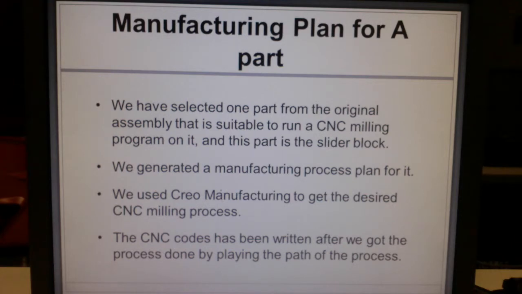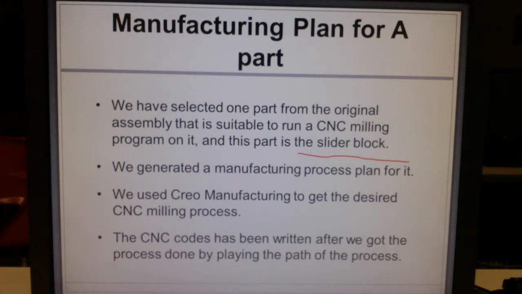For the manufacturing plan for a part, we used the CNC, actually we used Creo manufacturing for the NC assembly just to get our program. So we have selected one part from the original assembly that is suitable to run a CNC milling program on it, and this part is the slider block. We generated a manufacturing process plan for it. We used Creo manufacturing to get the desired CNC milling process.